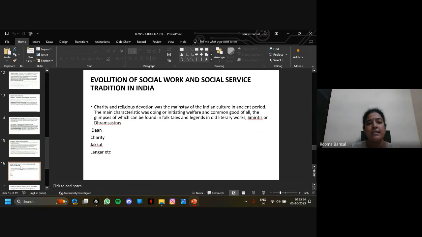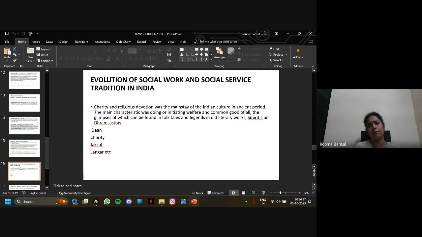Our next point is evolution of social work and social service tradition in India. The social work or social service concept is a very old concept in our Indian culture. Here we can take the example of our religions also. Like in Hinduism, we go for दान. हम बोलते हैं ना संक्रांत के महीने में दान करना इज गुड. पूष के महीने में दान करना अच्छा होता है. हम कुछ ना कुछ भगवान के नाम पे दान दे देते हैं. चैरिटी होती है.